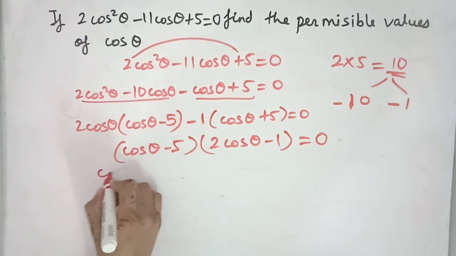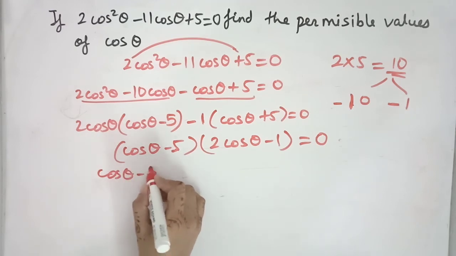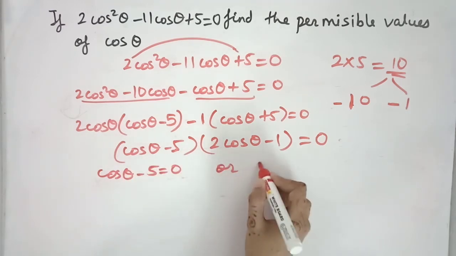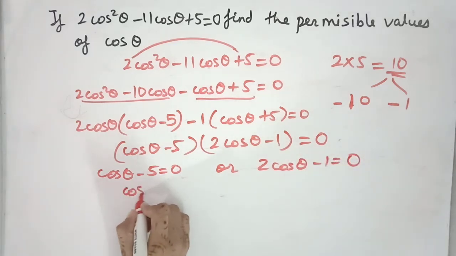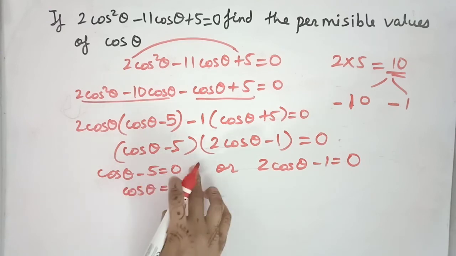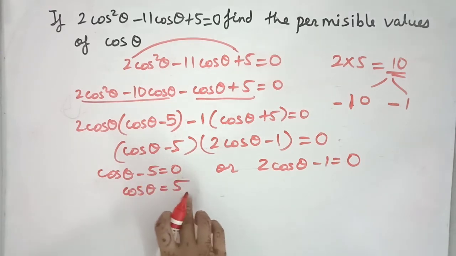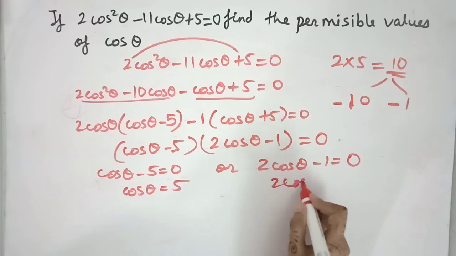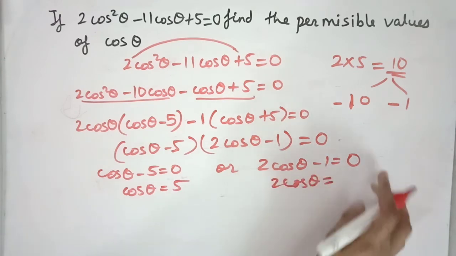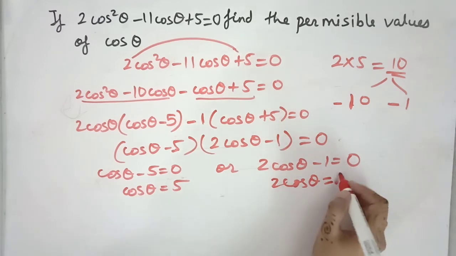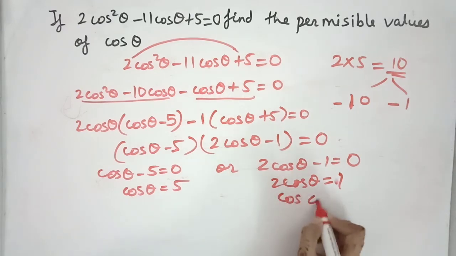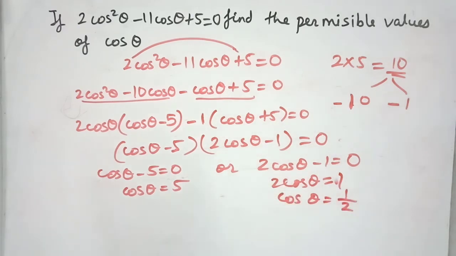Now split it. Cos theta minus 5 is equal to 0, or 2 cos theta minus 1 is equal to 0. Here cos theta is equal to minus 5 shifted over here, so it will be 5. Here 2 cos theta is equal to minus 1, we will send it to the right hand side, this will be plus 1. So cos theta's value will be 1 upon 2. This 2 is shifted over here, so it will be 1 upon 2.